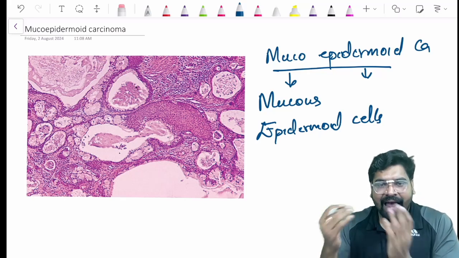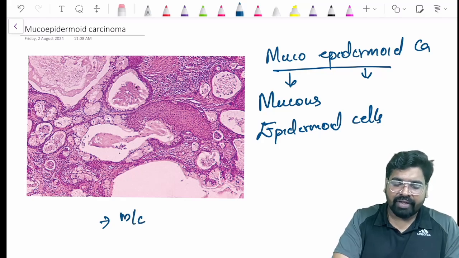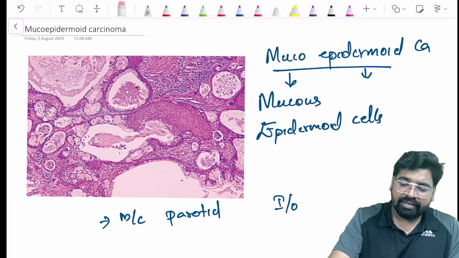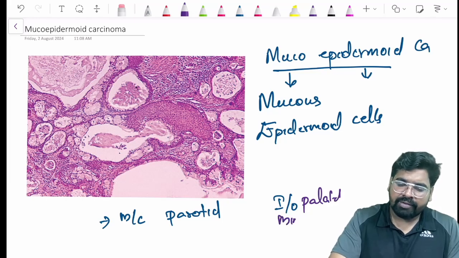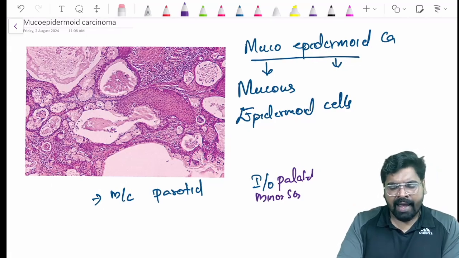Some facts about mucoepidermoid carcinoma are that it most commonly occurs in the parotid gland, and intraorally it can occur in the palatal minor salivary glands. That is the most common occurrence.